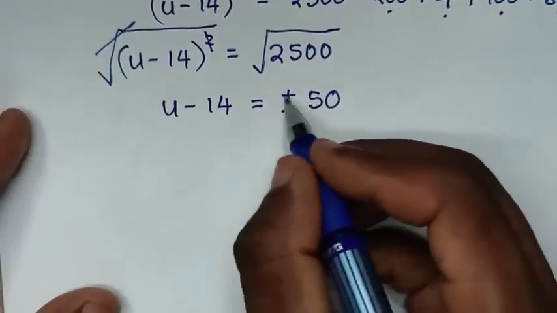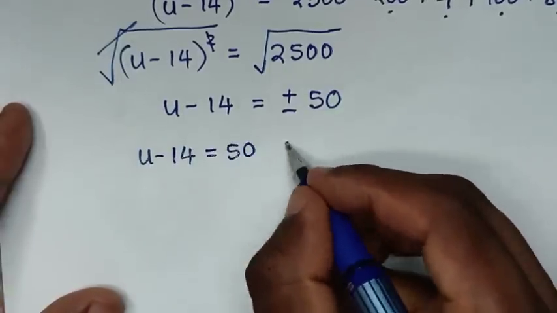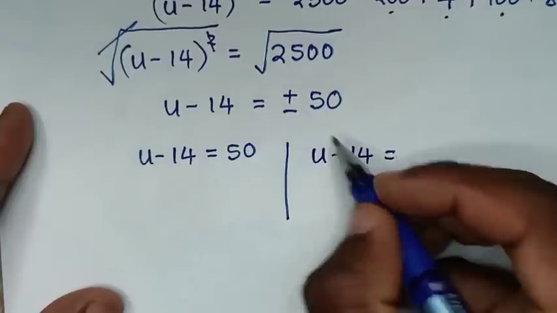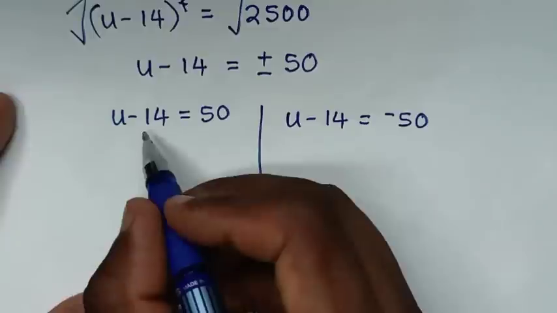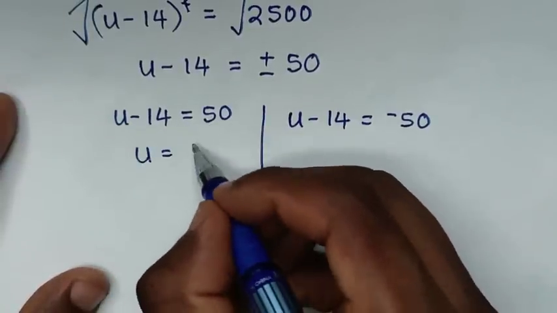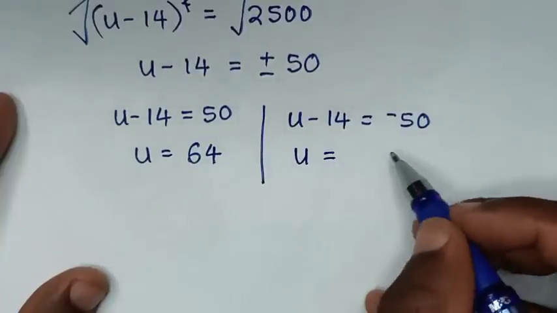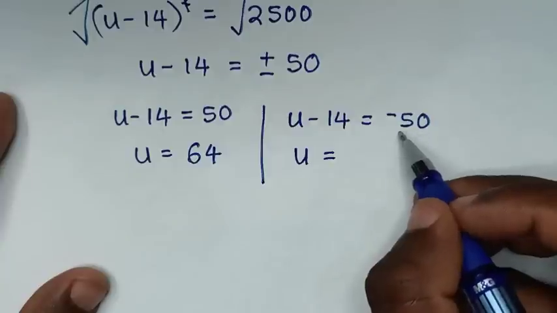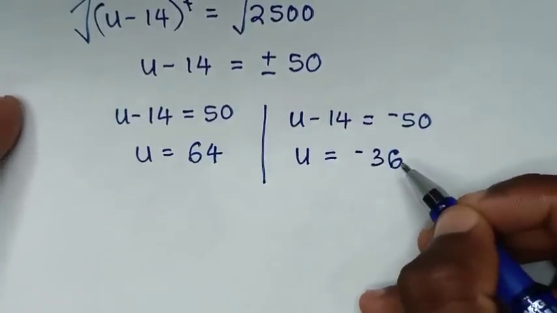The first solution, when it is positive, here it will be u minus 14 is equal to 50. And the other solution, when it is negative, it will be u minus 14 is equal to negative 50. Then from here, we'll take this negative 14 to this side. It will be u is equal to 50 plus 14, it is 64. And this will be u is equal to negative 50 plus 14, it is negative 36.